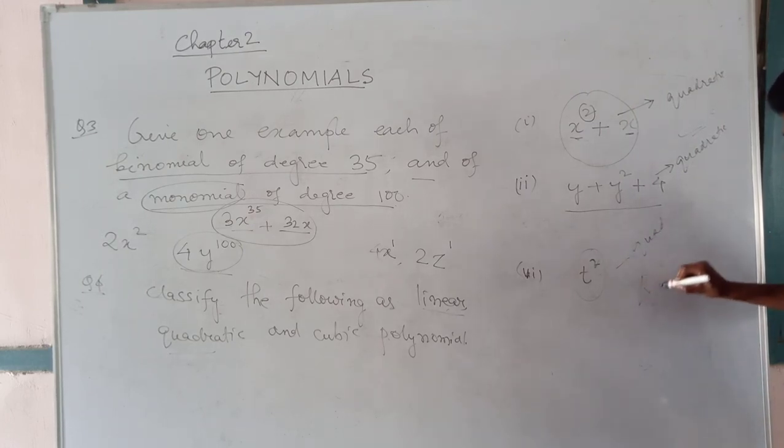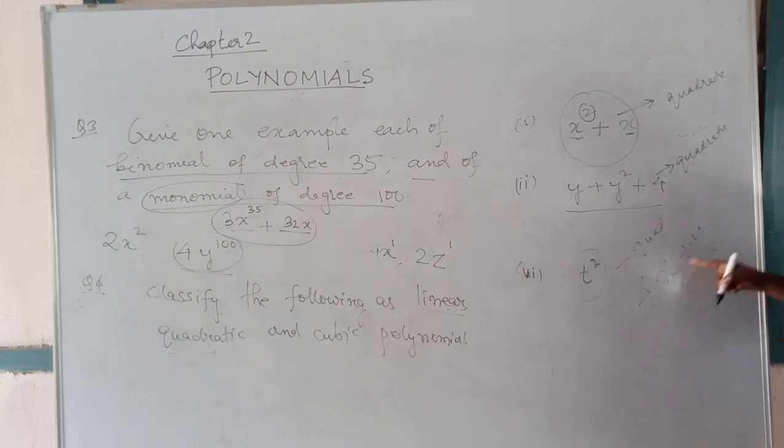Suppose for example 4x plus y. We have two different variables and the highest degree is how much? 1. So this we can also call linear.